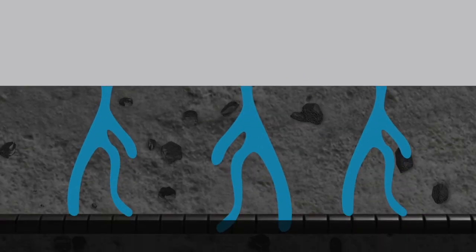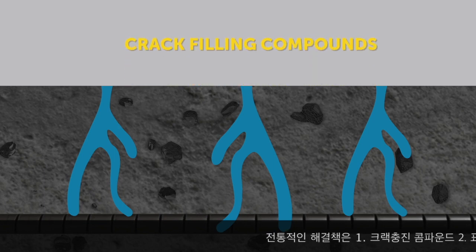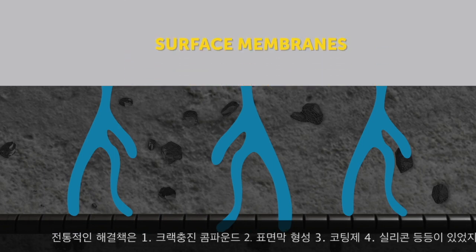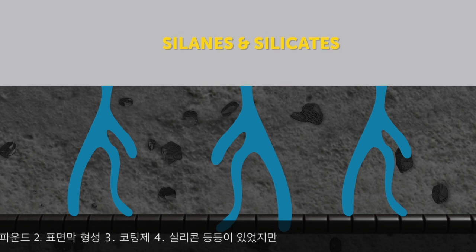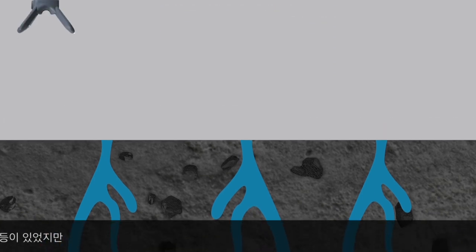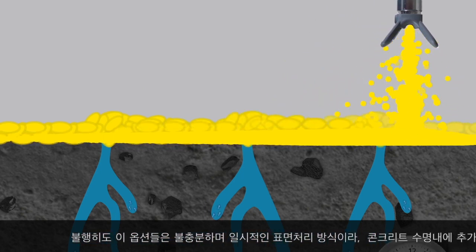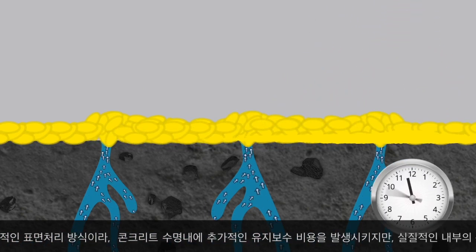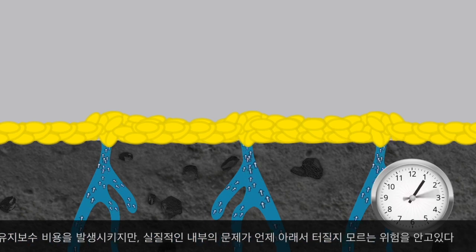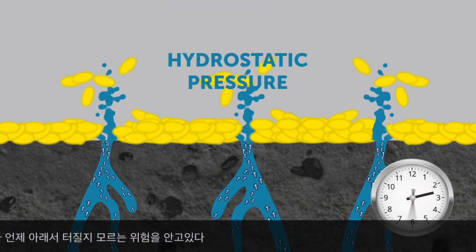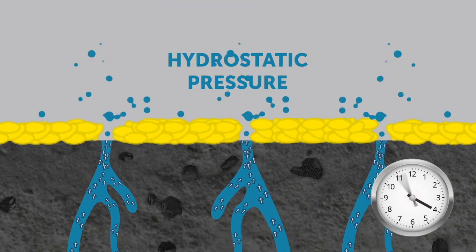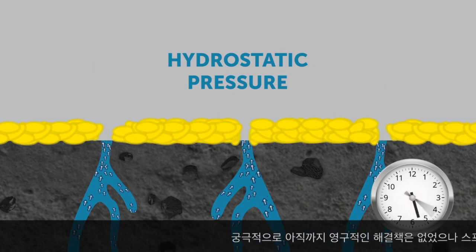Traditional attempts to solve this problem have included crack-filling compounds, surface membranes, coatings, silanes, and silicates. Unfortunately, these options are inadequate and temporary. They add additional cost over the life of the concrete while only treating the surface, leaving the real problems to fester underneath. Ultimately, none of these methods are permanent solutions to the problem.